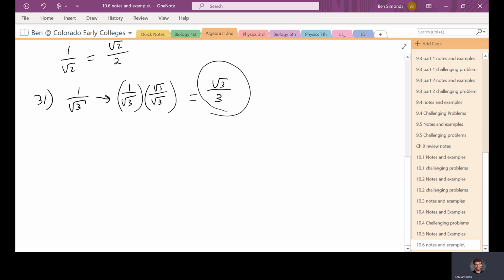So we haven't rationalized the entire number, right? Because we still have a square root of 3 on top. But the denominator is rationalized. It's just regular 3. So we have rationalized the denominator there.